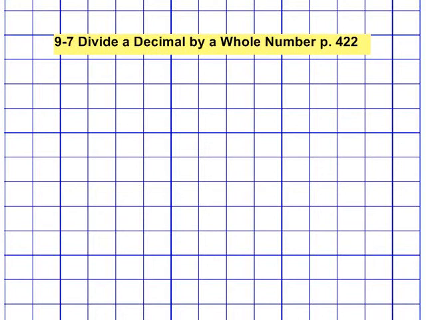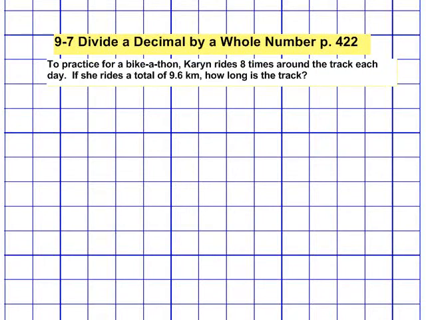In today's lesson, I will divide a decimal number by a whole number, and it can be found on page 422 of your textbook. To help me practice this skill, we're going to take a look at today's problem. Speaking of practice, to practice for a bike-a-thon, Karen rides 8 times around the track each day. If she rides a total of 9.6 kilometers, how long is the track?